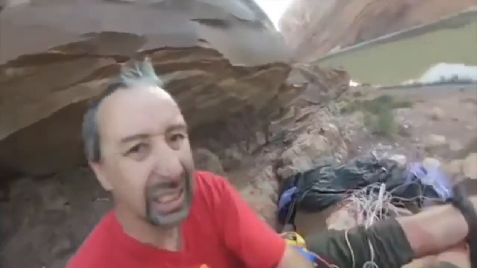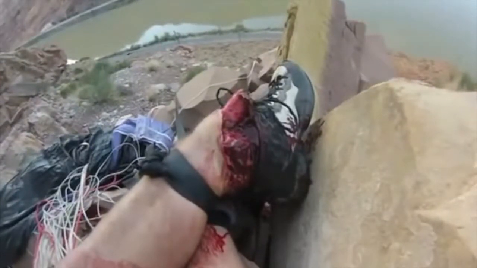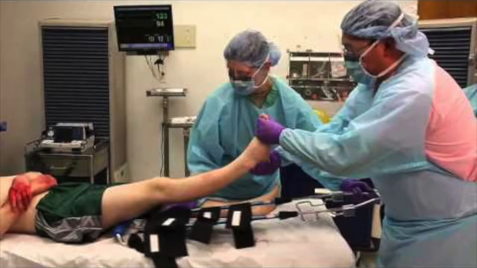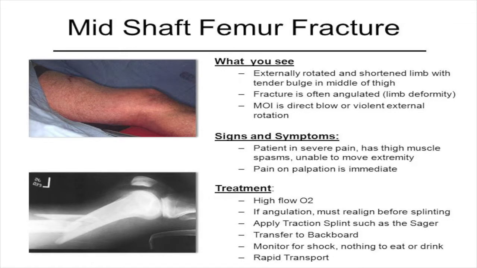Traction splints immobilize the femur and provide continuous traction to keep the sharp bone ends in alignment. The indications for a traction splint are a suspected mid-shaft femur fracture. The contraindications are if the injury is within 1 to 2 inches of the knee or ankle, if the knee, hip, or pelvis is injured, or if the broken femur is an open fracture.